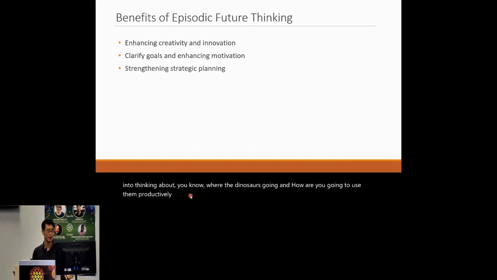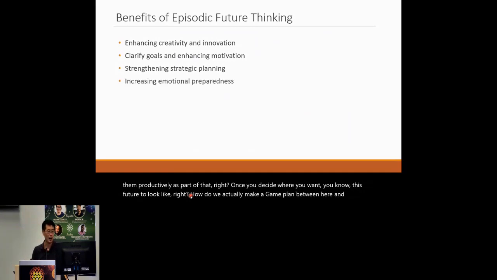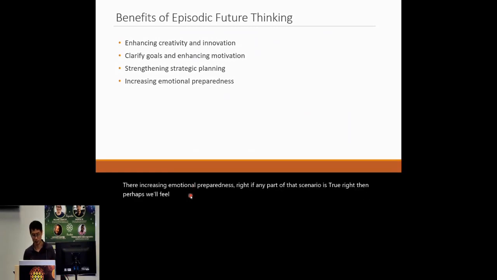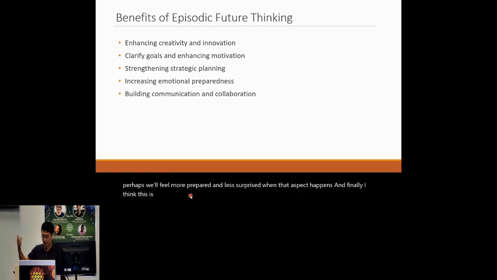As part of that, once you decide what you want this future to look like, how do we actually make a game plan between here and there? Increasing emotional preparedness: if any part of that scenario is true, then perhaps we'll feel more prepared and less surprised when that aspect happens. And finally, I think this exercise, especially doing it here at a conference, is about building communication and collaboration.